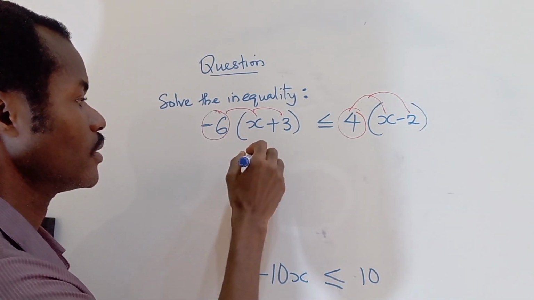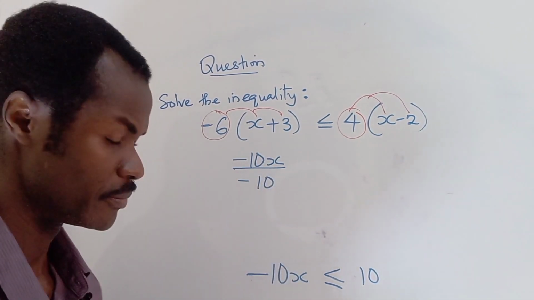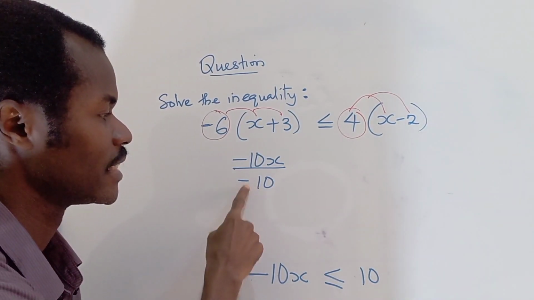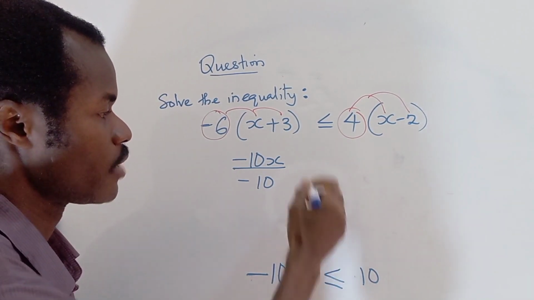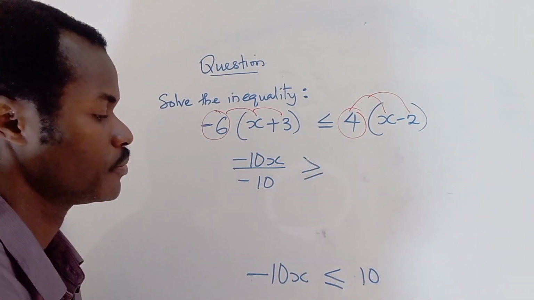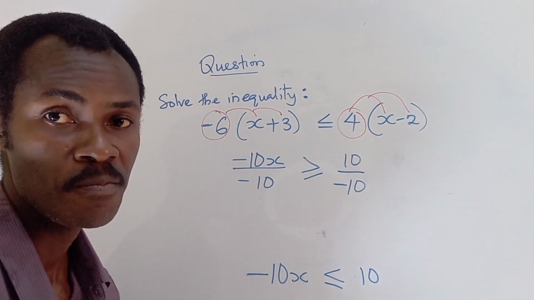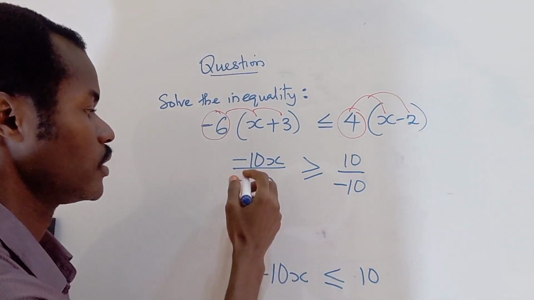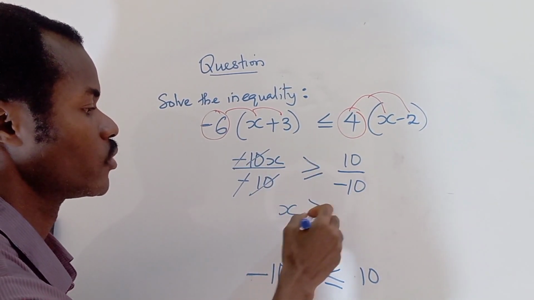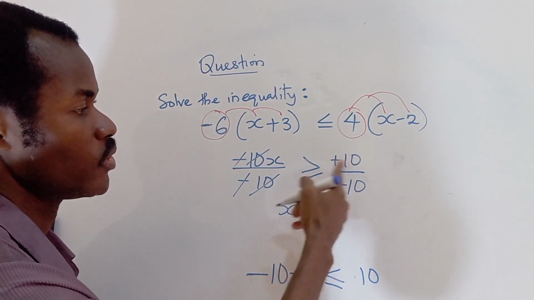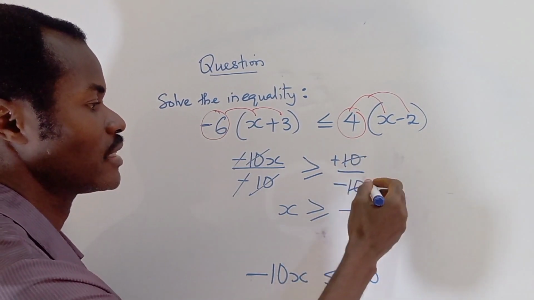So we have minus 10x, we are going to divide this by minus 10. Now remember, when you are dividing with a negative coefficient, like in this case, this sign we are going to change. Since it is less than, we are going to change to a greater than sign. So we have 10 also divided by minus 10. Now from this we can cancel out. The negatives cancel out, 10 cancels 10, so we are left with x greater than or equal to, plus divided by minus is still minus, 10 divided by 10 is 1.